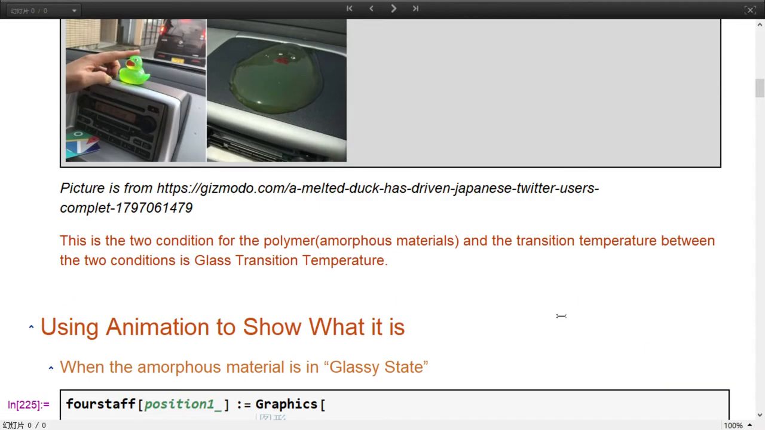So the transition temperature between the two conditions is the glass transition temperature. The two conditions are the glassy state and the rubbery state. So next, I will use animations to show what it is.